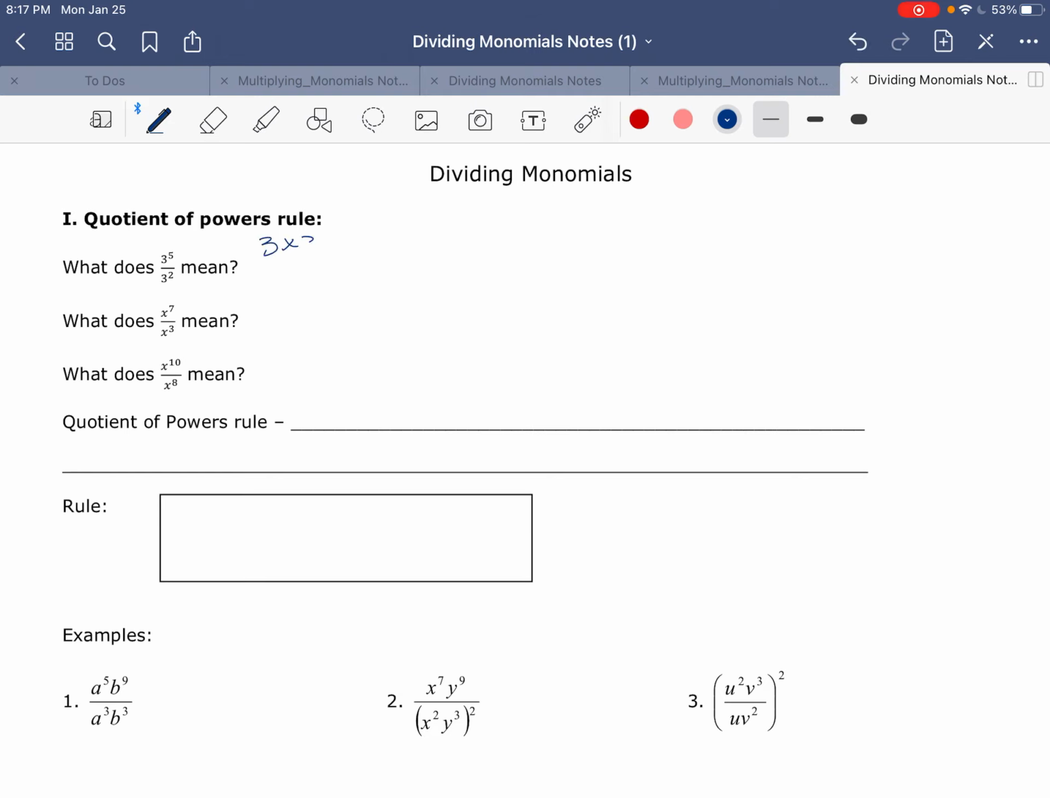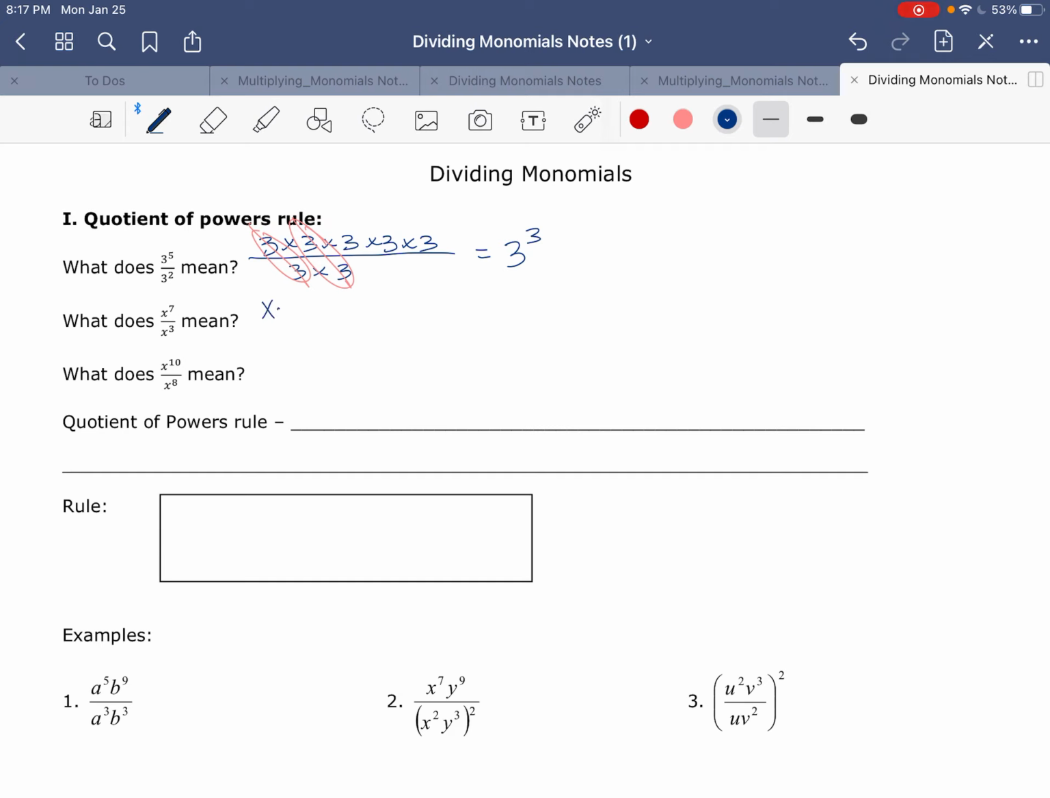So we have 3 times 3 times 3 times 3 times 3 all over 3 times 3. Well, remember, anything divided by itself is 1, so this 3 divided by 3 is 1, and this 3 divided by 3 is 1, which leaves me with 3 times 3 times 3 in the numerator, and I can rewrite that as just saying 3 to the power of 3. So we're going to look at it now with x's.